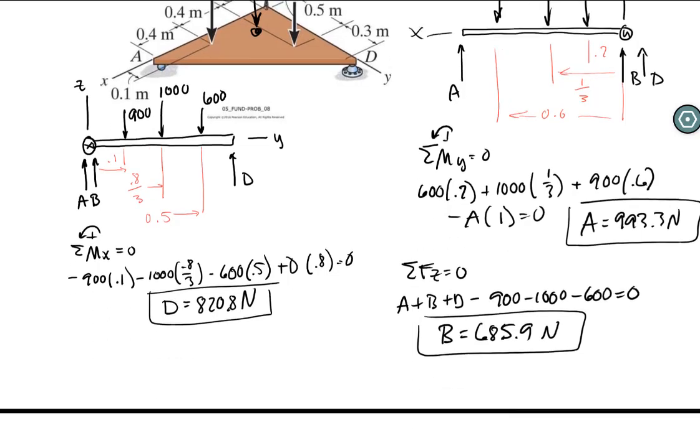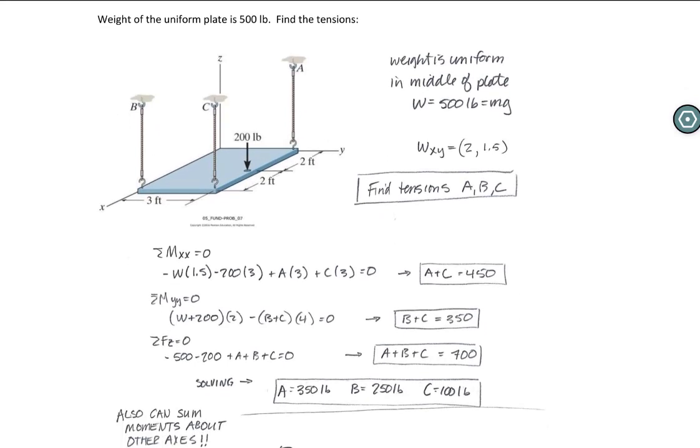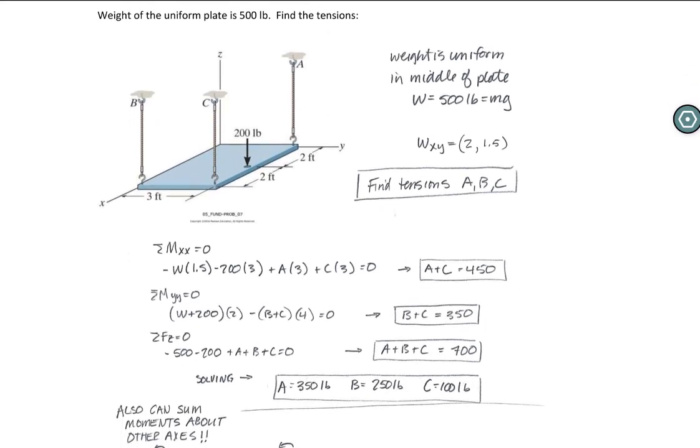All right, let's look at one more. Here I have the weight of a rectangular plate equal to 500, and we still want to find these tensions. We want to find A, B, and C. So you can look carefully at this. These are all 3 going up. There's a weight. In this case, it's uniform, so it's going to be right there in the middle. So let's go ahead and draw the weight. It's going to be going down, and the weight is 500. And because it's in the middle, we know that it's going to be halfway between the 3, and then halfway between this dimension being 4.